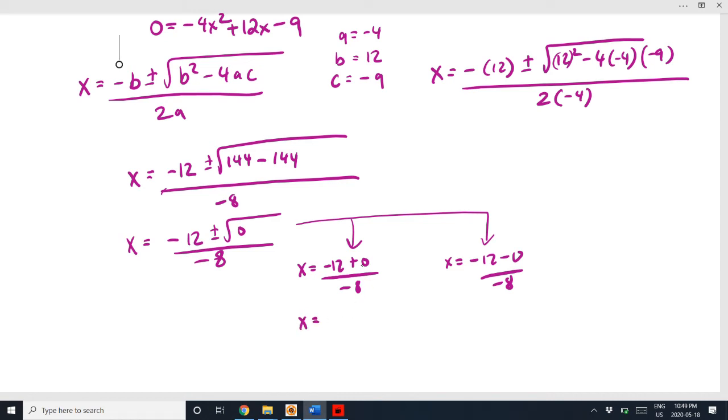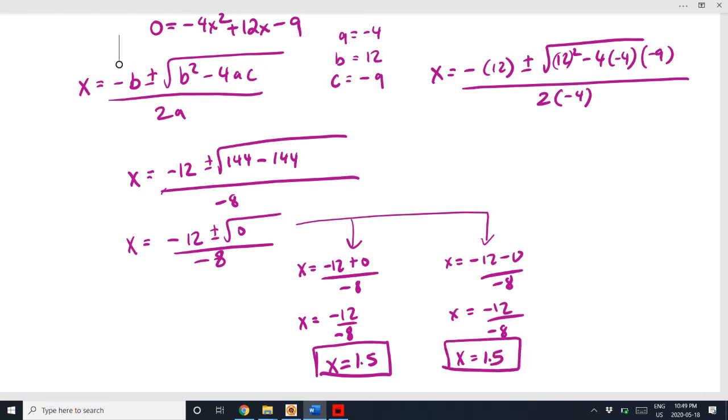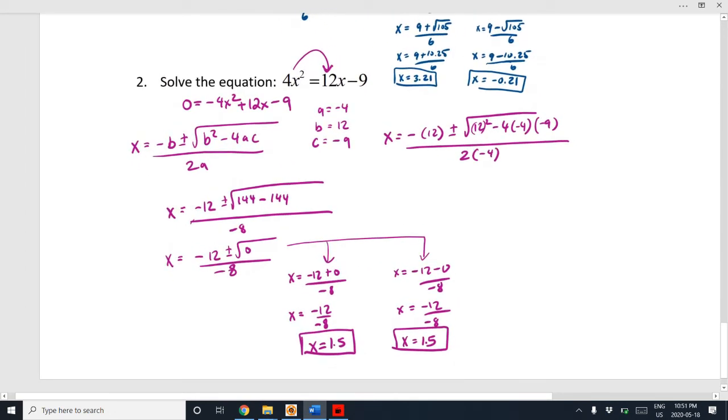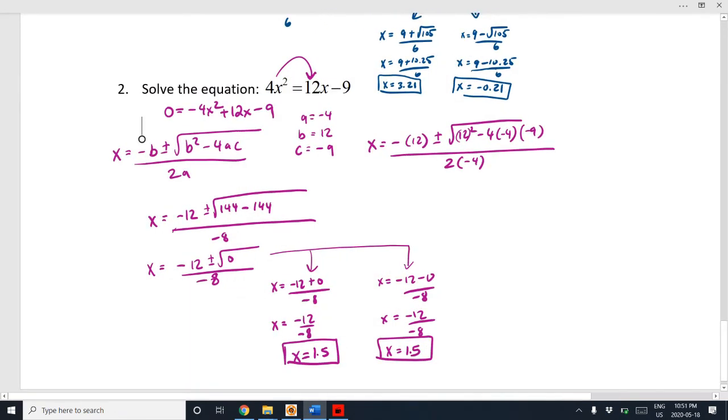So negative 12 plus 0 is just negative 12 over negative 8, and the same thing over here, negative 12 divided by negative 8, and so x is equal to 1.5, or x is equal to 1.5, so it's the same thing. There's only one solution to this, which is x is equal to 1.5. So here we can see how we can solve quadratic relations and solve for x-intercepts by using the quadratic formula.